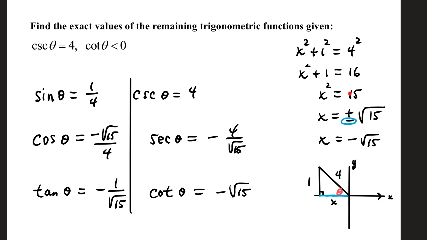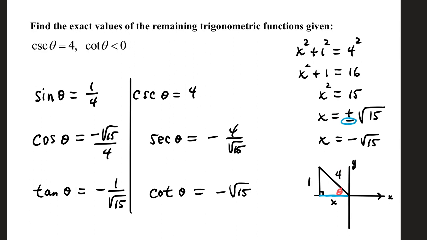That gets us down to x squared equals 15. x equals positive or negative square root of 15. In quad 2, the x's are negative, so that's why we pick the negative square root of 15.